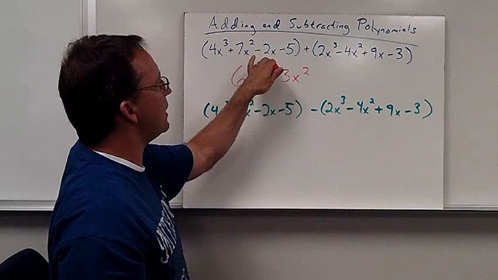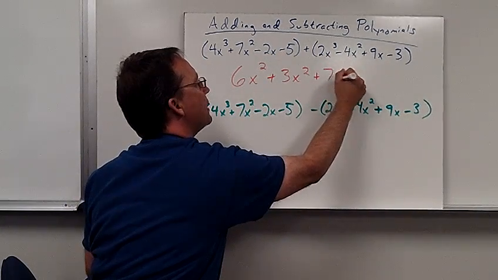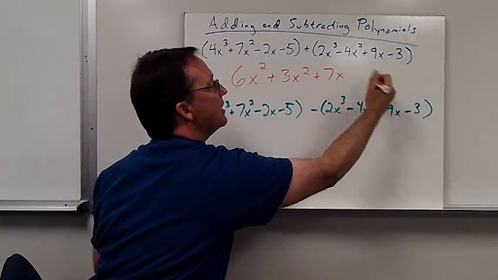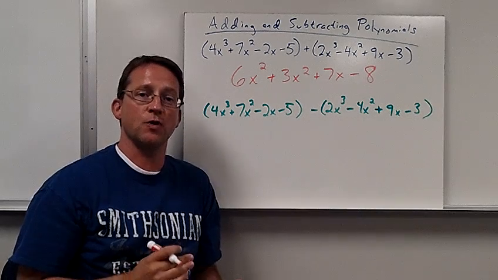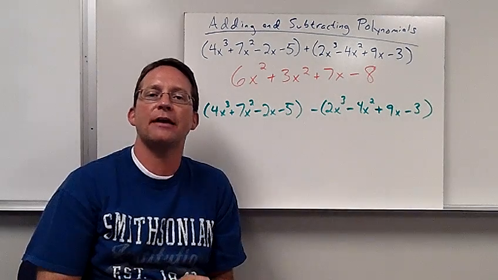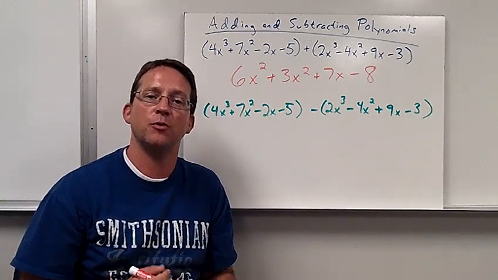I have a negative 2x. I'm adding a 9x, so plus 7x. And then finally, negative 5 plus a negative 3 would give me a negative 8. Notice that polynomial is written in standard form. We would always want to write our answer in standard form. So if we needed to rearrange some terms to make that happen, we would do so.